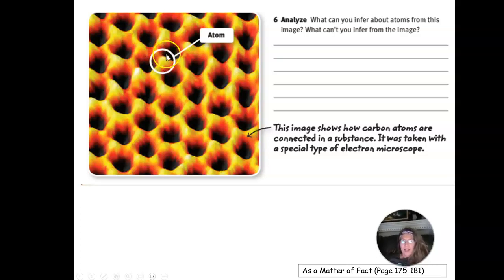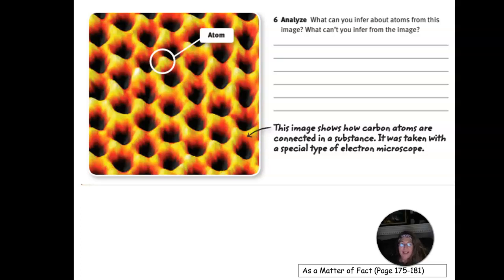One is that they're labeling this area here as one atom. So that means this would be an atom and this would be an atom. The next is that it tells you that this is an image of how carbon atoms are connected in a substance. And it's taken with a special type of electron microscope. It's actually taken with a scanning electron microscope, an SEM, which takes a 3D picture of things, versus a transmission electron microscope, which takes a flat or 2D image of things.